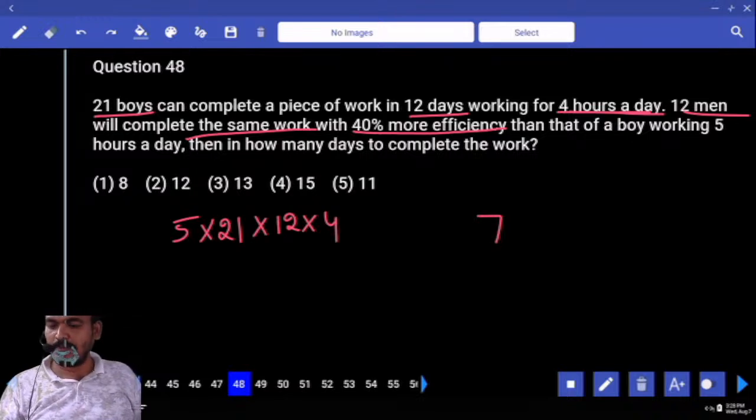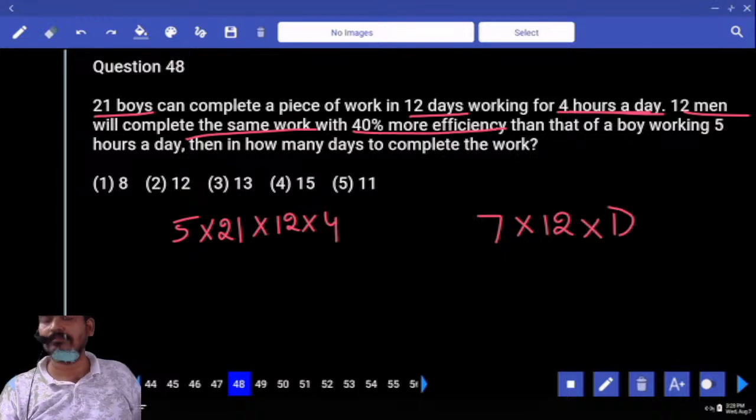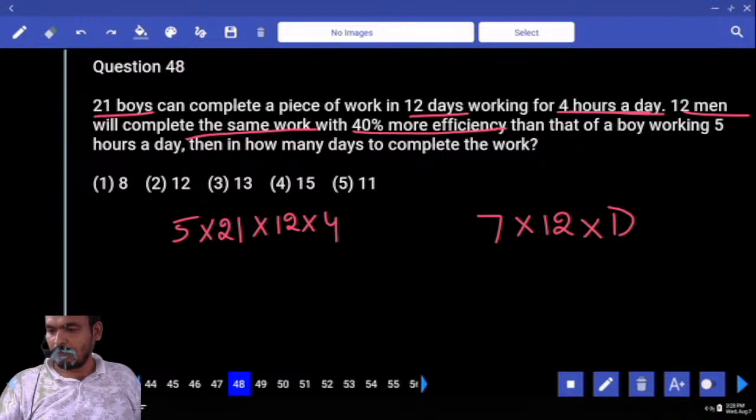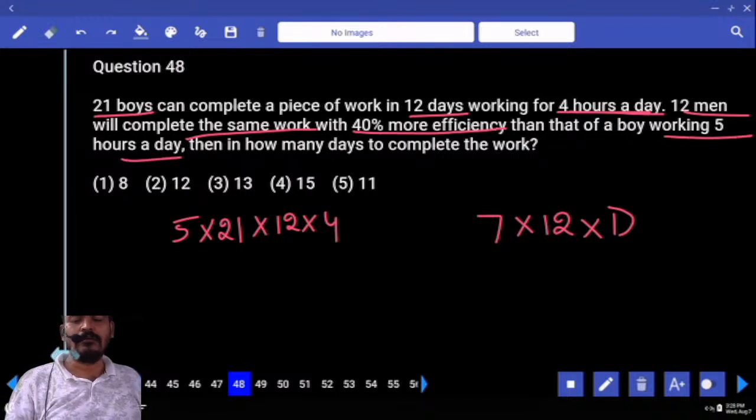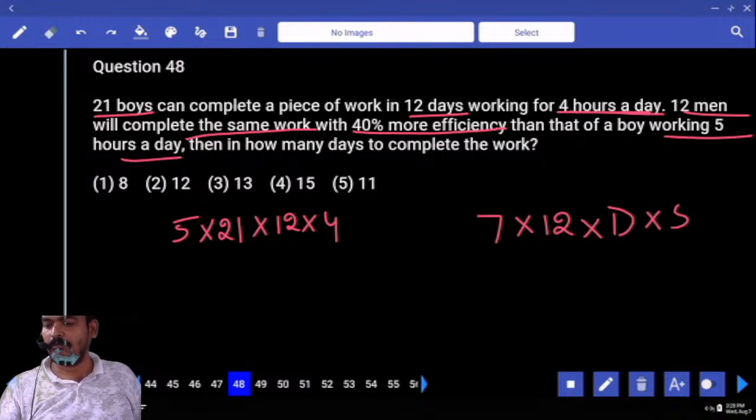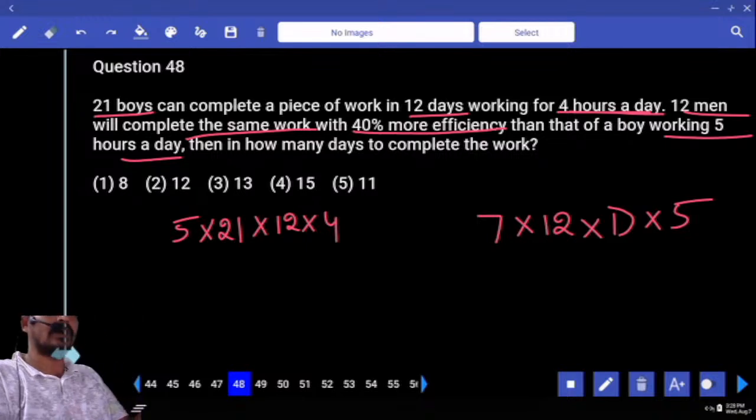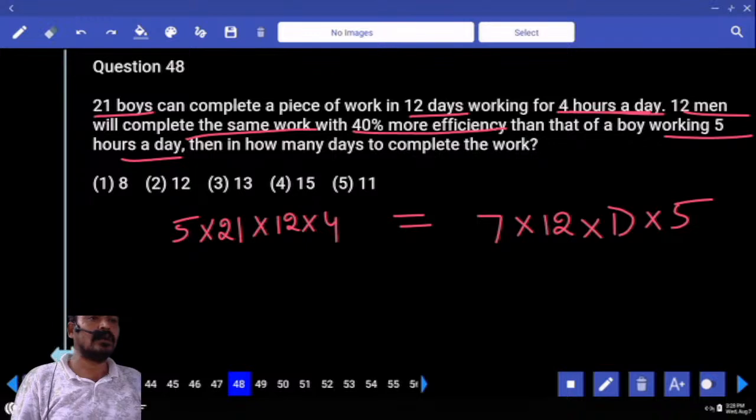Next, right hand side. What is the each one men efficiency? 7 parts. How many men are working? 12 men. Those are working for some days. But per day, how many hours are working? 5 hours. Multiplied by 5. Left hand side work, right hand side also work. Equal work or different work? Equal work. Left hand side 12, right hand side 12 cancel. Left hand side.